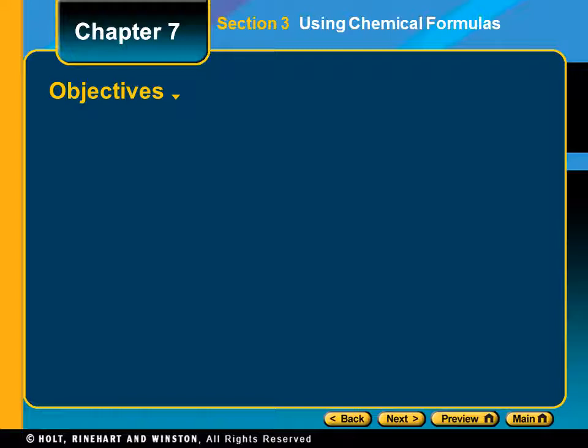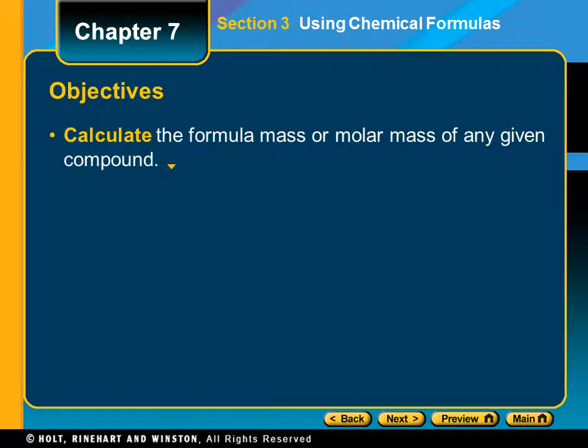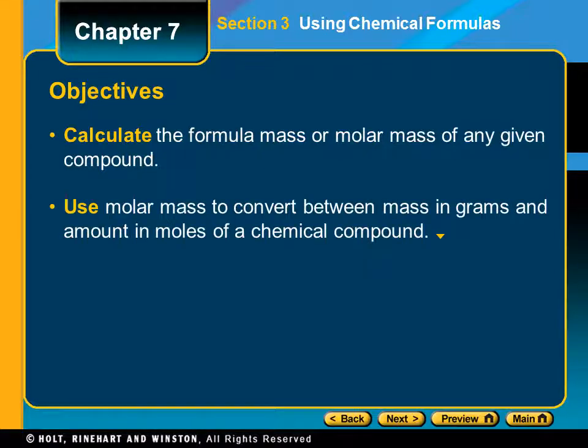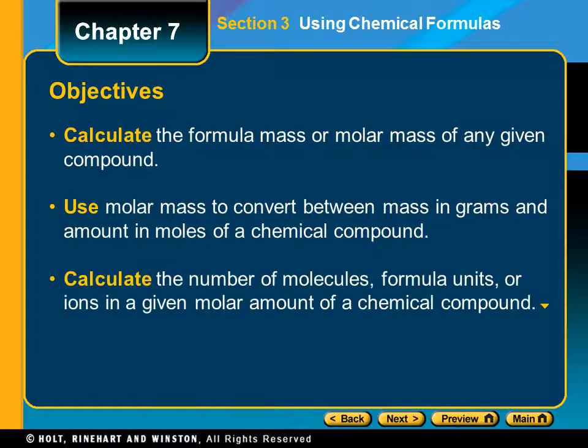Alright, so now in section 3 of this chapter, guys, we're going to look in more detail at how we can use chemical formulas to figure things out. Some of this may be review. We can calculate the formula mass, the molar mass, of any compound. We can use the molar mass to convert between mass in grams and amount in moles of a chemical compound.